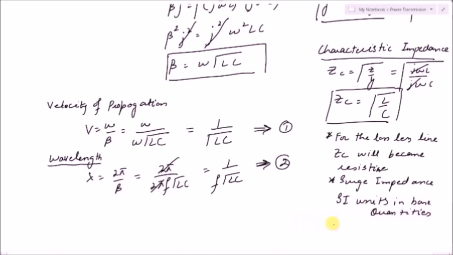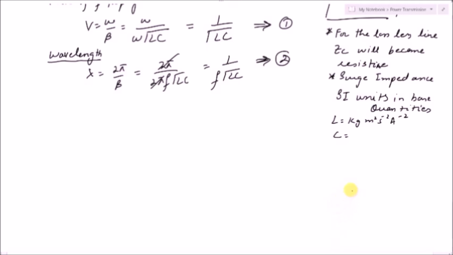So the SI unit for inductance is kilogram meter square per second square per ampere square. Similarly, for capacitance, the unit is kilogram raised to minus 1, meter raised to minus 2, second raised to 4, ampere square. So if I divide L over C, that will give you kilogram square, meter square, second raised to minus 3, ampere raised to minus 2. So this is actually the unit of resistance.